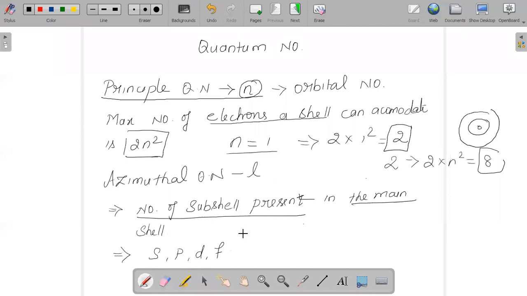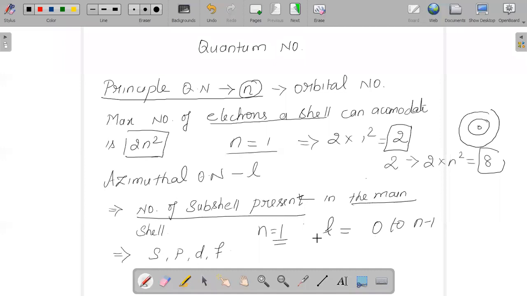Hence, the formula says that we have the number of subshells, and it will take values from 0 to n minus 1. You will have a relation for your azimuthal quantum number, if they have given you the value of n. For example, let us say I have given you n equal to 1. So what will be the relation between n and L? The relation says that L starts from 0 to n minus 1.